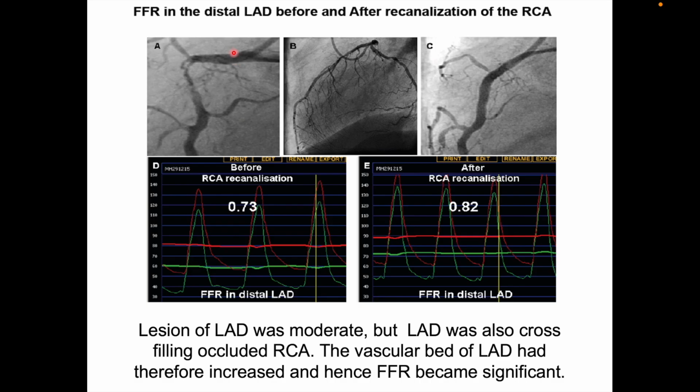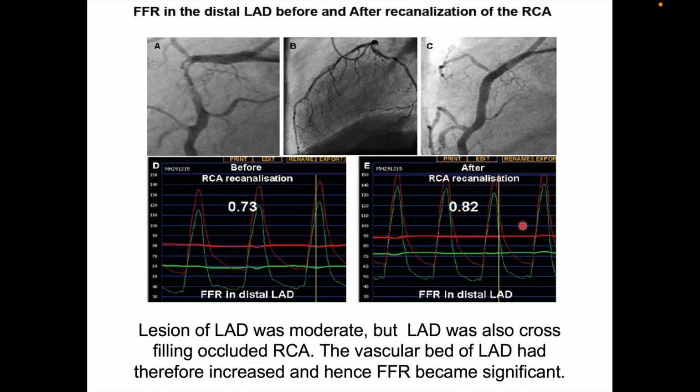Now this is a right coronary artery subtotal occlusion, and this LAD had a moderate disease in the middle, and when we did an FFR of this moderate mid-LAD lesion, the FFR came out to be 0.73, which was significant because this LAD was also cross-filling this right coronary artery. Now after the RCA was recanalized, the mid-LAD FFR was repeated, and now that FFR came out to be 0.82.